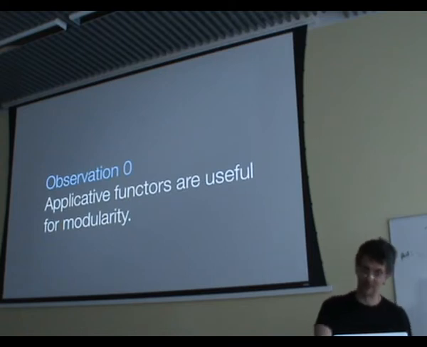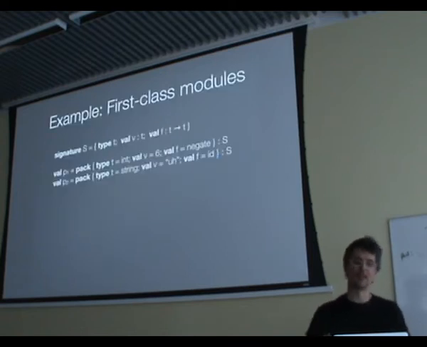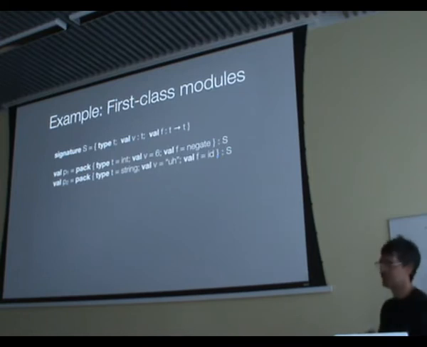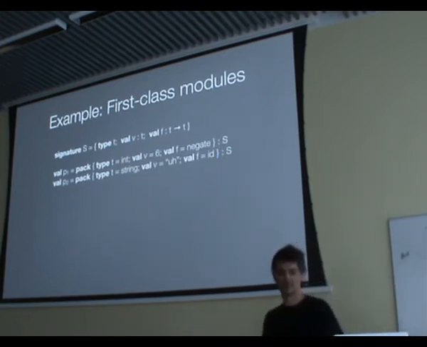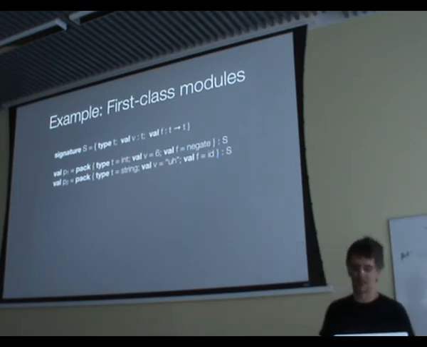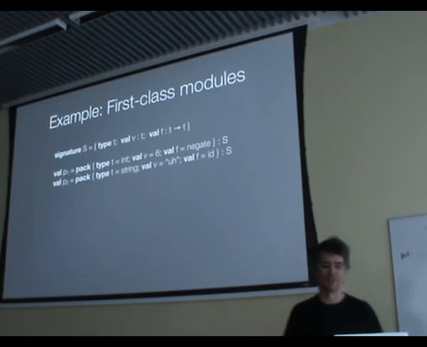Functors are useful, I would claim. But what are the issues? Unfortunately, applicative functors are quite delicate once you get into the details. And I want to walk through a few examples that show you some of the issues.